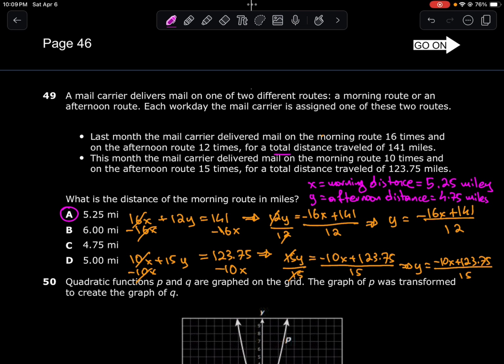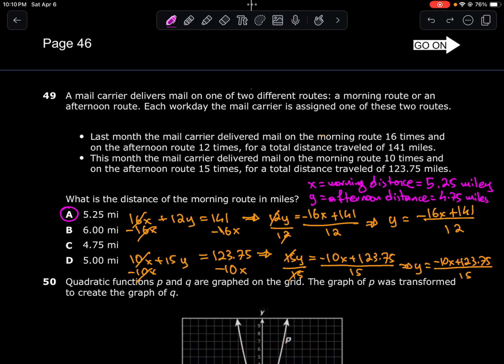always goes by itself. Total distance 141 and total distance 123.75 in the original equations that I wrote were by themselves on one side. That's usually what we expect, unless they really want to complicate things. Then I have to clearly indicate what is x and what is y. I chose morning to be x and afternoon to be y. Then I have to relate the numbers given with the x and the y.